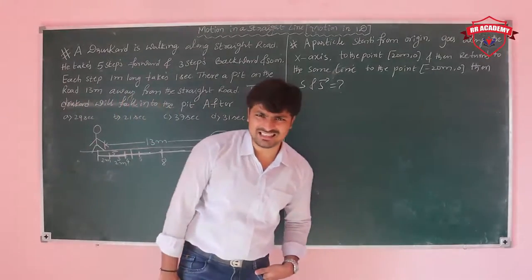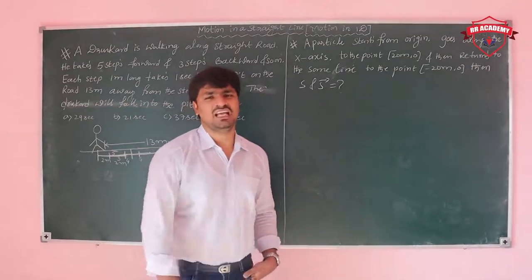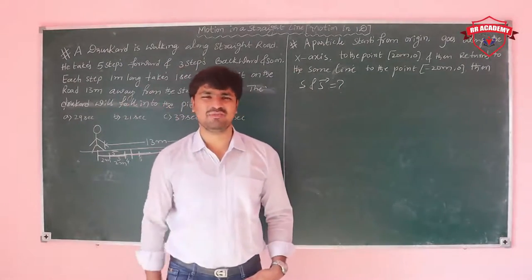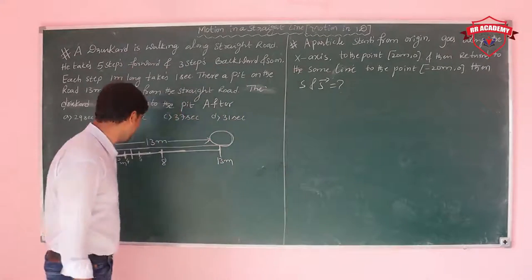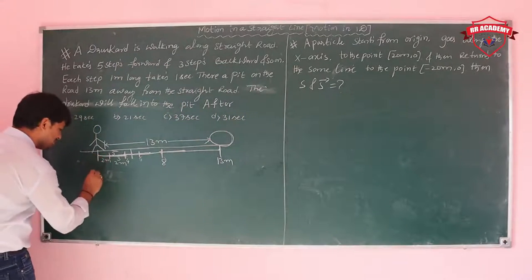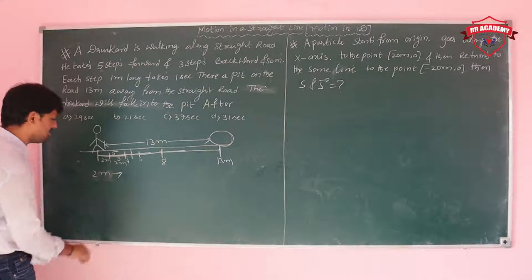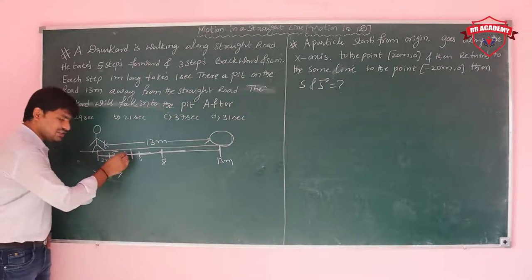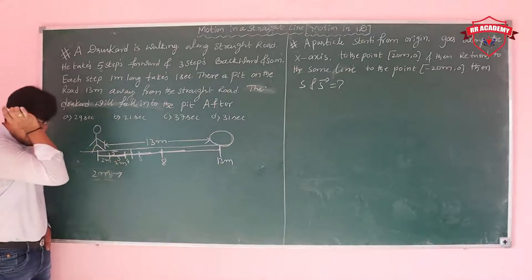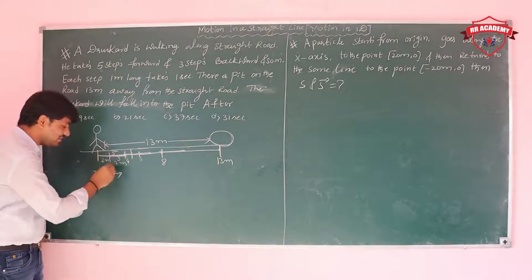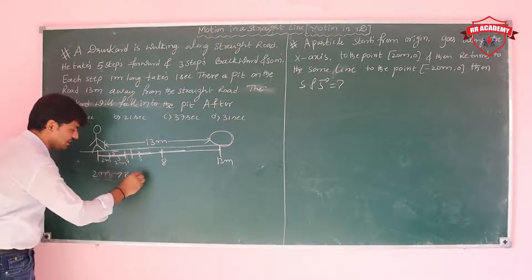Do we subtract 5 seconds minus 3 seconds? No. He is coming back, but time is not coming back. Time never comes back. Time is positive. So to travel 2 meters of displacement, how much time did we take? Once again, 5 meters forward, 5 seconds, 3 meters backward, 3 seconds. He took 8 seconds to travel 2 meters.